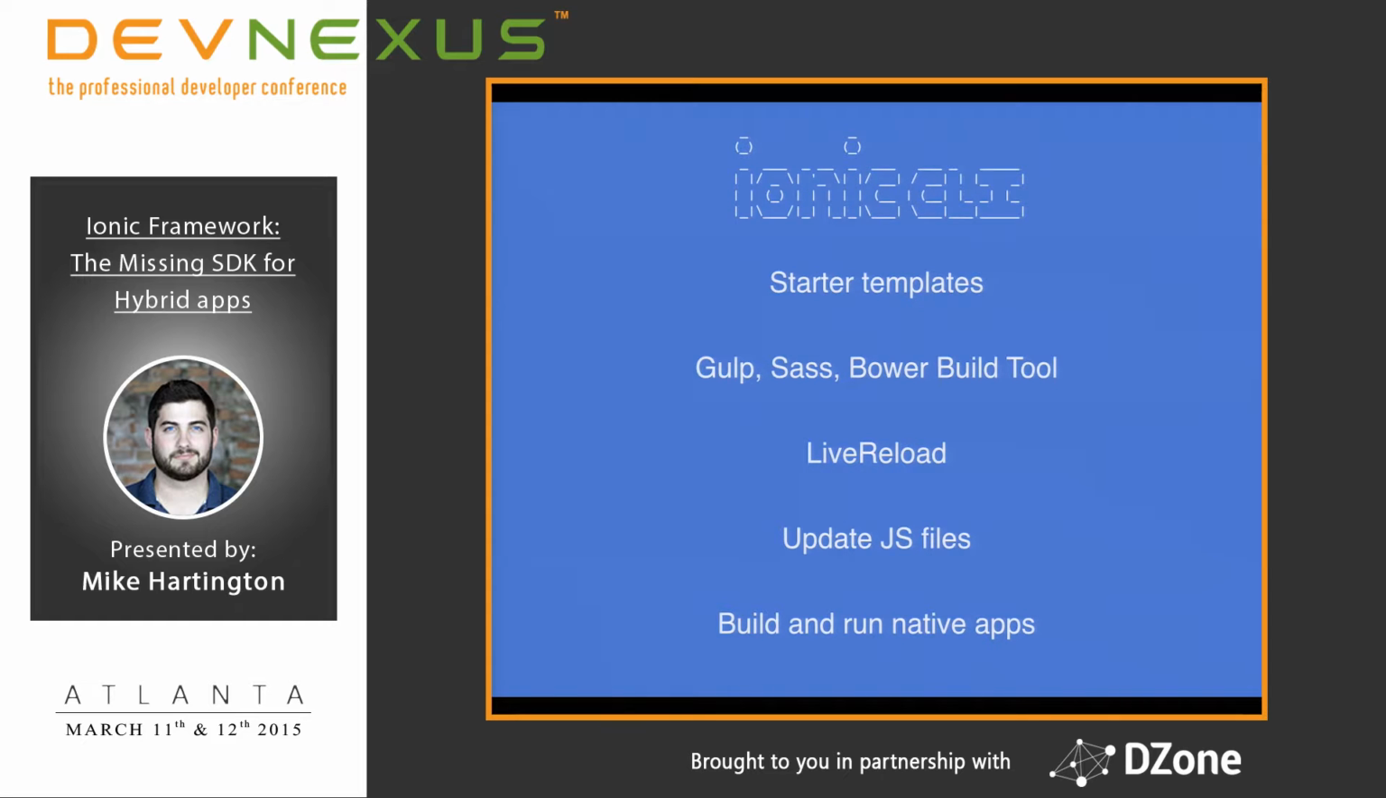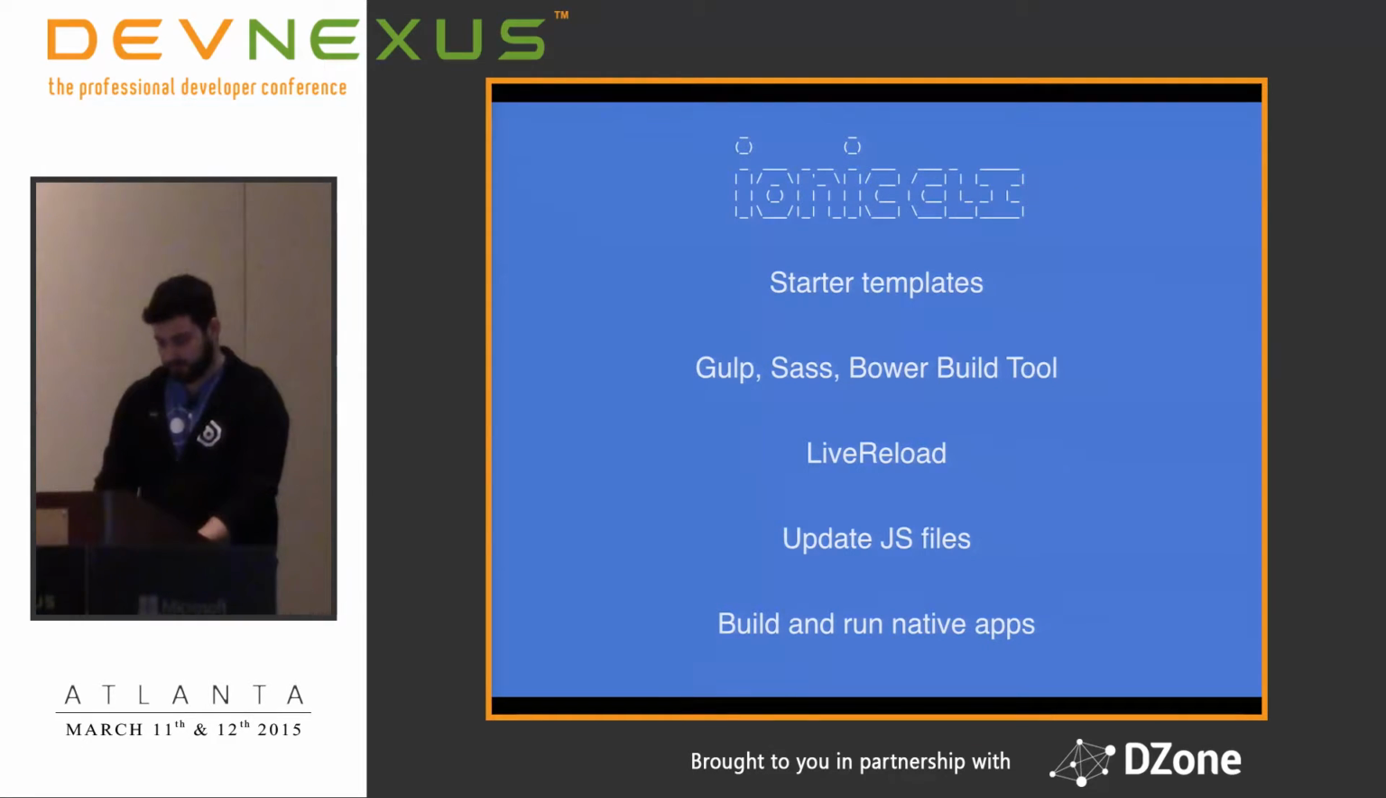Since we're using Bower, we can make sure that we're always going to get the latest and greatest version of the Ionic code. So we can update our JavaScript files and our CSS files. And also, we provide commands, so that way you can go out and actually build these native binaries. Take a quick look at that.